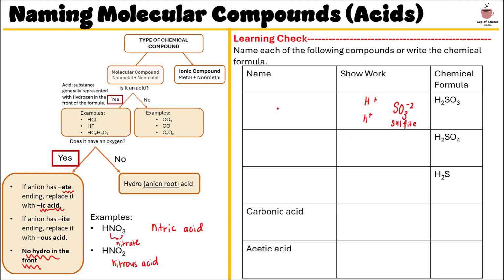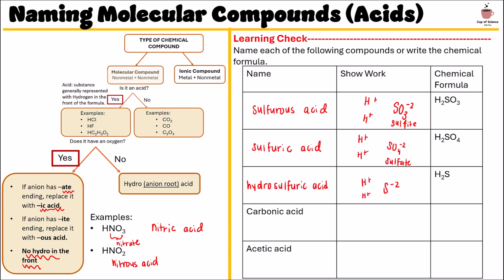So therefore, the ite ending goes away, and this would be sulfurous acid. Let's try these two and come back and check the key. And here is a key.